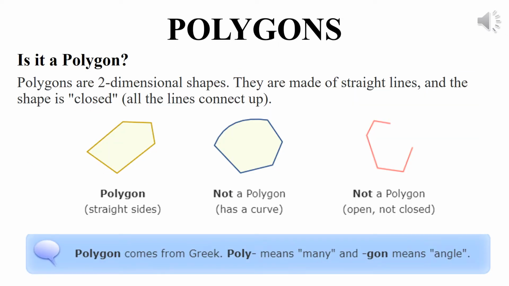Polygons. Is it a polygon? Polygons are two-dimensional shapes. They are made of straight lines, and the shape is closed. All the lines connect up. Polygon: straight sides. Not a polygon: has a curve. Not a polygon: open, not closed. Polygon comes from Greek. Poly means many, and gon means angle.